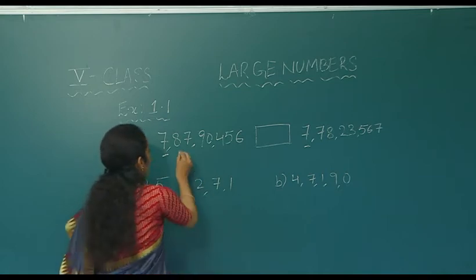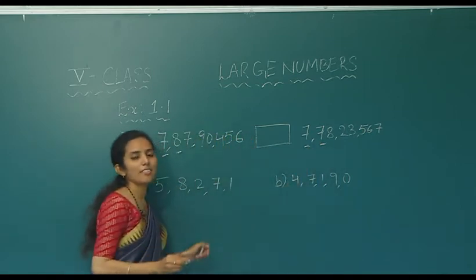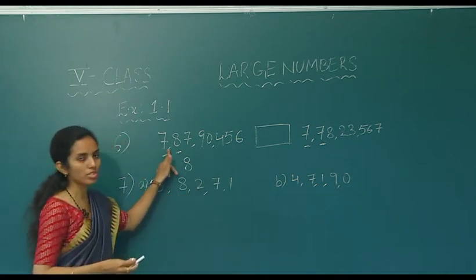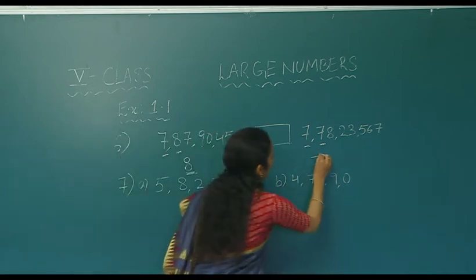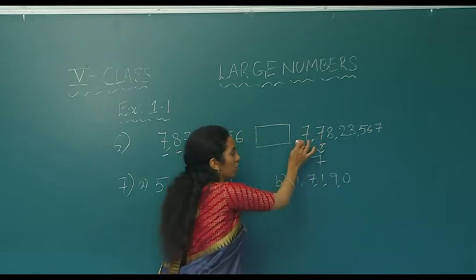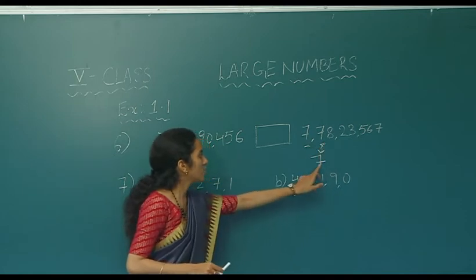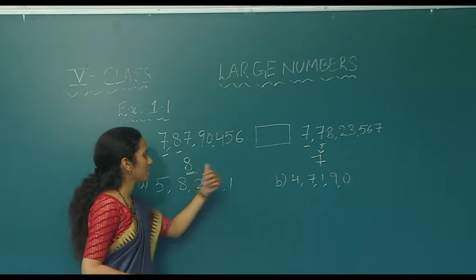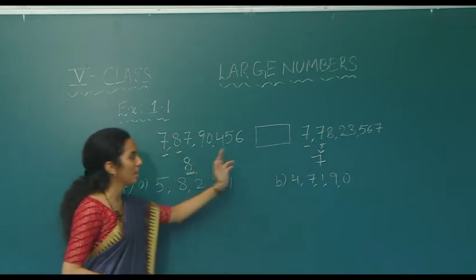What is the second digit here? 8. And what is the second digit here? 7. So, which is bigger? Here the number is 7 crores and 87 lakhs. That means this is 8 and here it is 7, this 7, not the 7 in the crores place. I am talking about the 7 in the 10 lakhs place, that is this 7. So, here this is 7 and here it is 8. So, 8 is bigger than 7. So, obviously this number is bigger than this number.